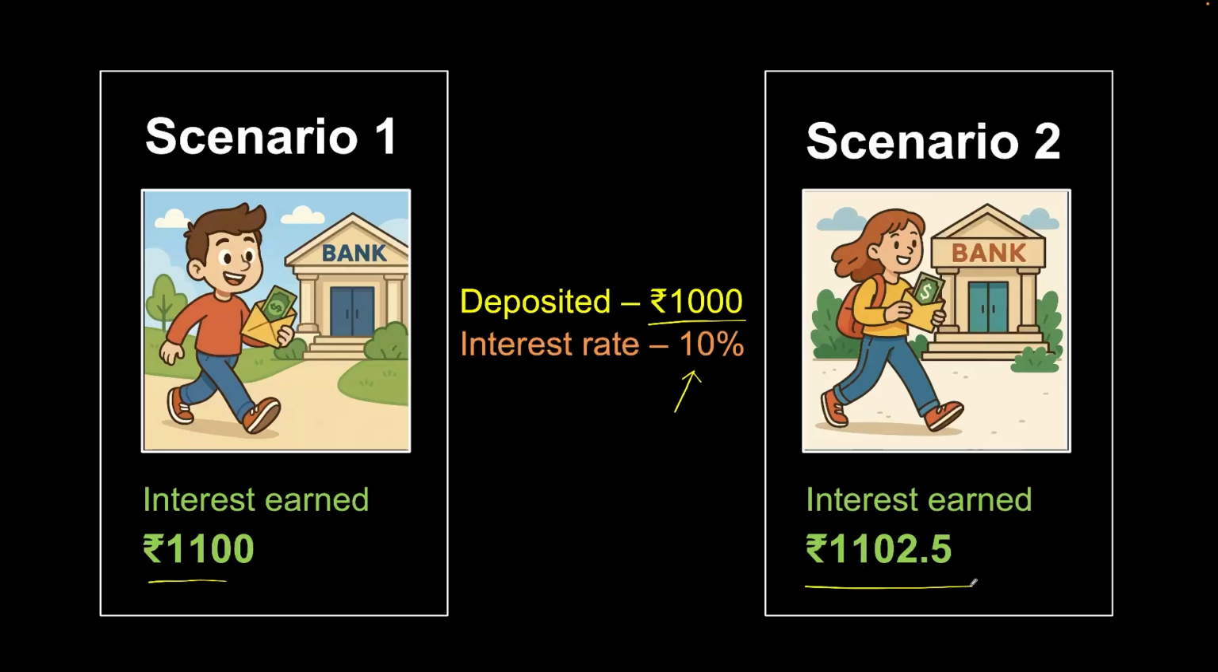But now your friend has 1102.5 rupees. How is that possible? Both of you deposited the same amount of money and at the same rate of interest. But your friend has more money than you. That's very interesting. Why would you not deposit it in the bank too? Let's understand what Bank 2 does differently.